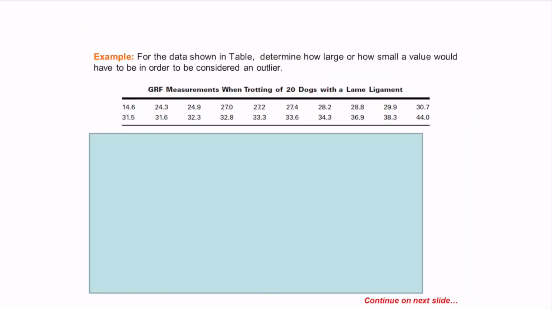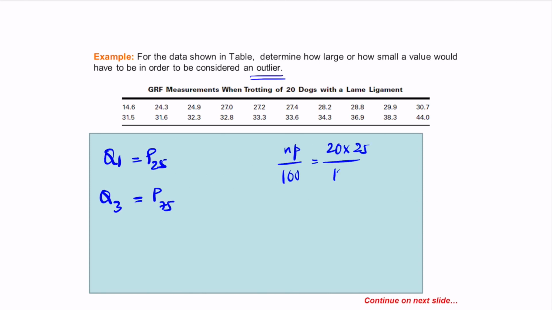So let's take an example from the same data that we did in the last part. Here we are trying to find an outlier. The first thing we need to do is find Q1 and Q3. Remember that Q1 is the 25th percentile and Q3 is the 75th percentile. To make it easier, if nP/100 is an integer, we find the nP/100 value again, the same process as before. Here nP/100 is 20 times 25 divided by 100, which is 5.